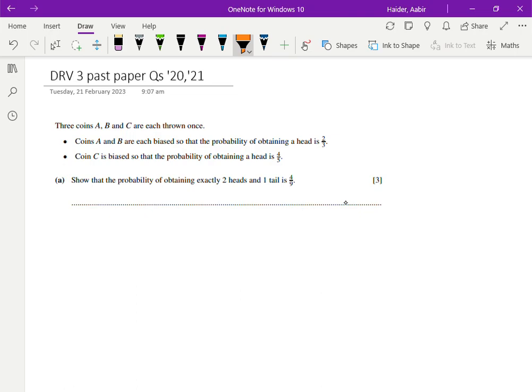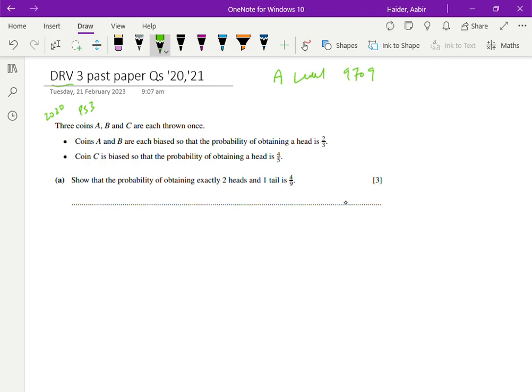Today we are doing A-level math and this is the topic discrete random variable and we are going to dive in. Okay, so the first question here is from 2020 and this is paper 5-3.